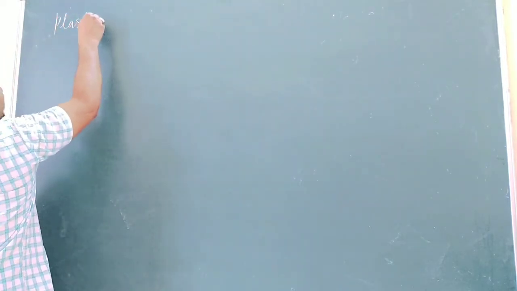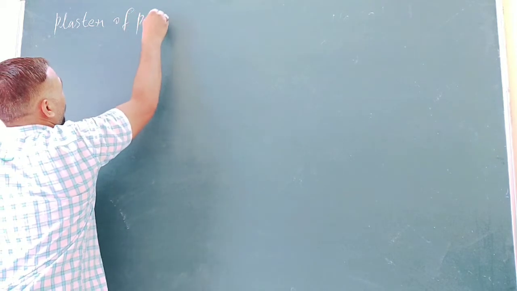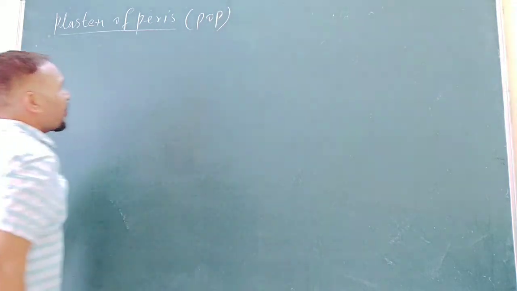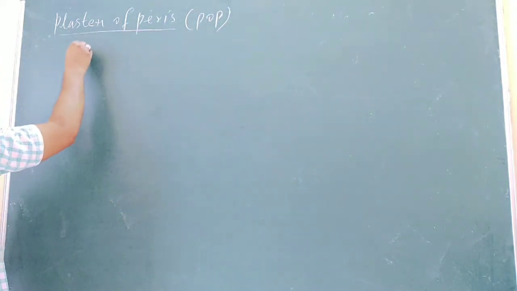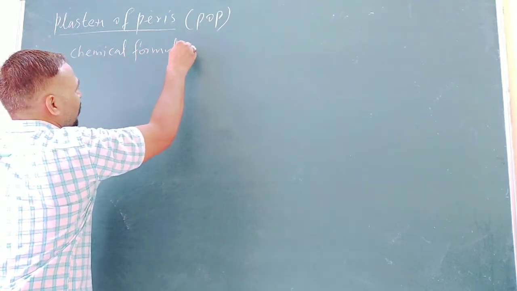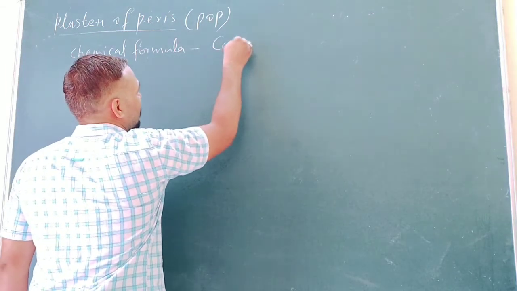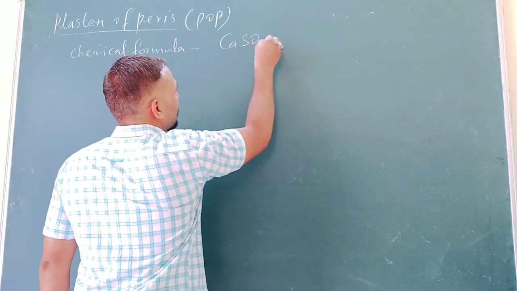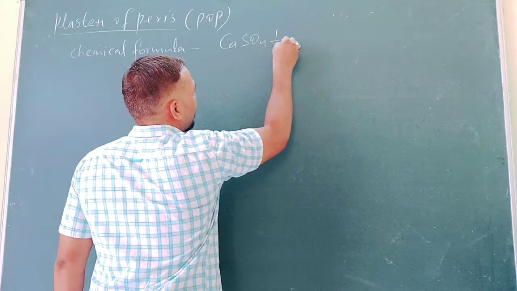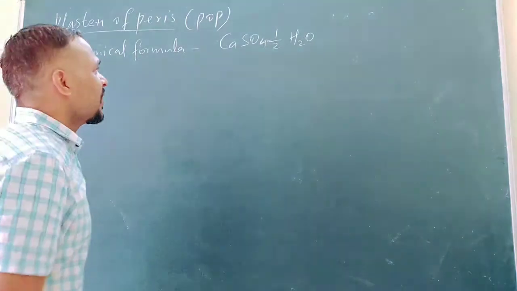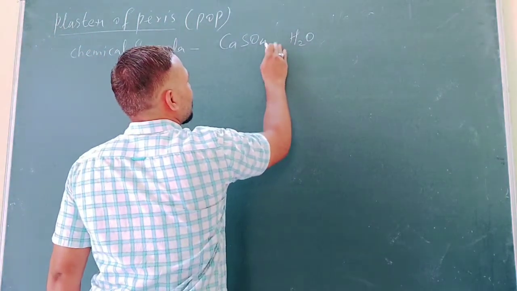Our next topic is plaster of Paris. In short, it is also known as POP. The first point is, what is the chemical formula of POP? It is calcium sulfate hemihydrate, with the dot to be visible.